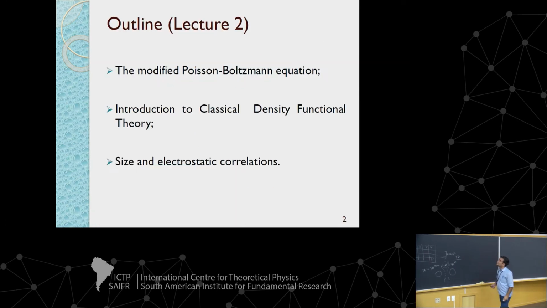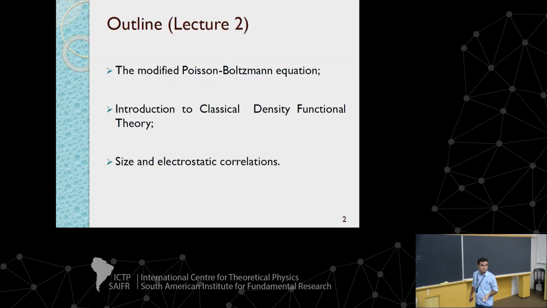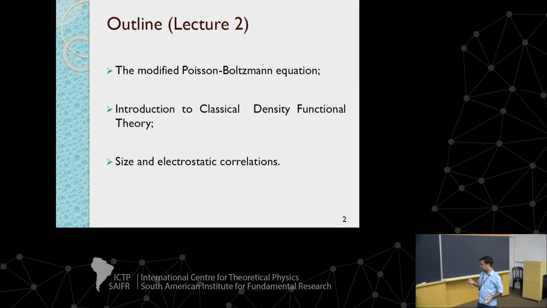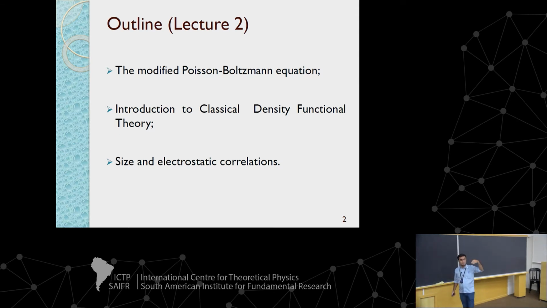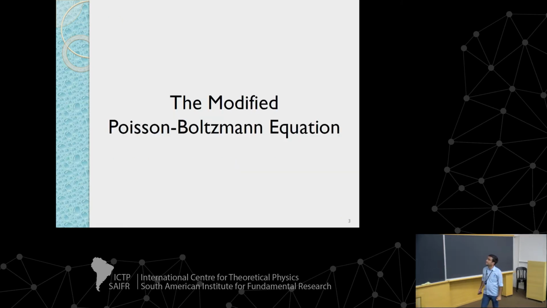So today, we are going to modify the Poisson-Boltzmann equation in order to take into account ion-specific effects. Okay, so we're going to deal with the modified Poisson-Boltzmann equation, and then we will have an introduction to classical density functional theory, and we are going to discuss a little about size and electrostatic correlations. Okay, so the modified Poisson-Boltzmann equation.